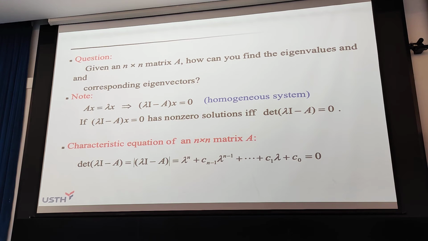The first one, when you have I multiplied by x as a column matrix, it is equal to x.